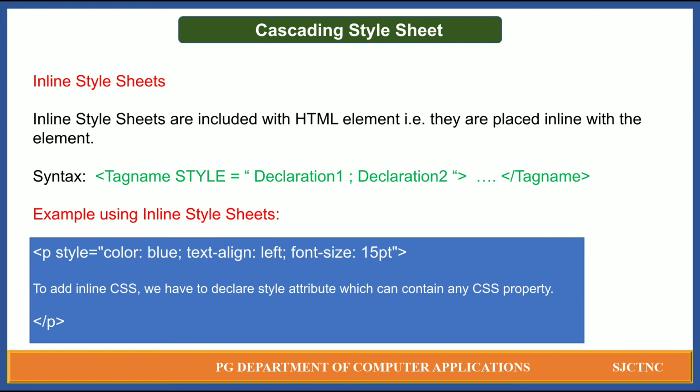Within that paragraph tag we have a text. To add inline CSS we have to declare a style attribute which can contain any CSS property. The message given in that paragraph tag will appear in blue color, and alignment should be left, then font size equal to 15 pixel.